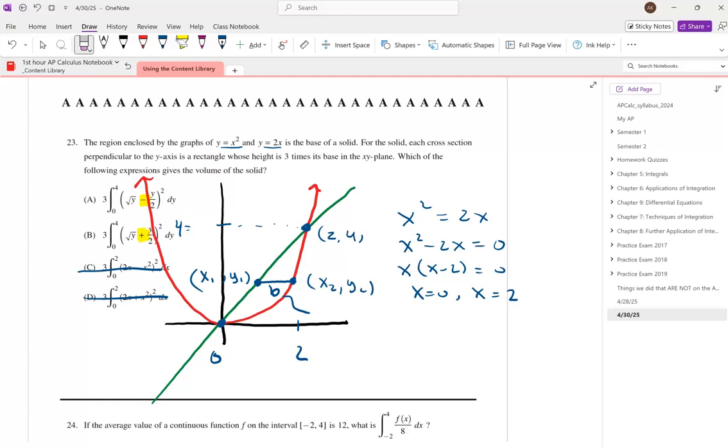I shouldn't have used B there. This B is going to be just like x2 minus x1, right? So I'm going to go with A.